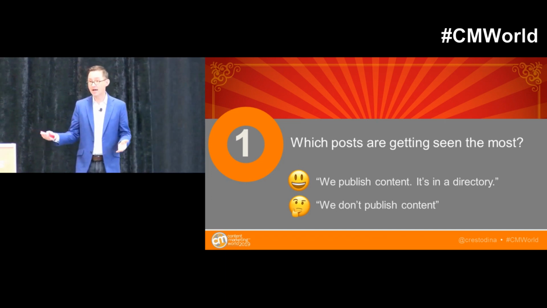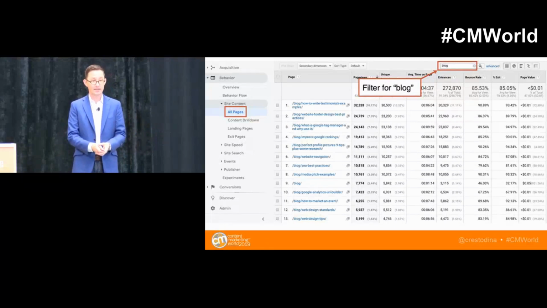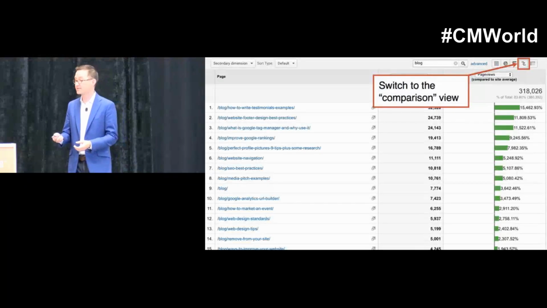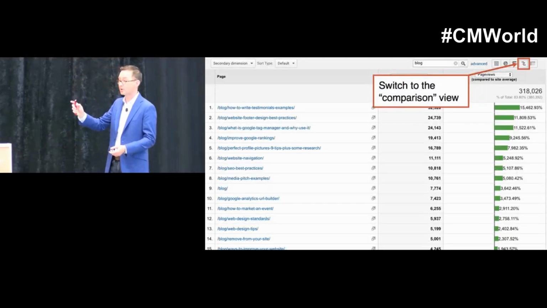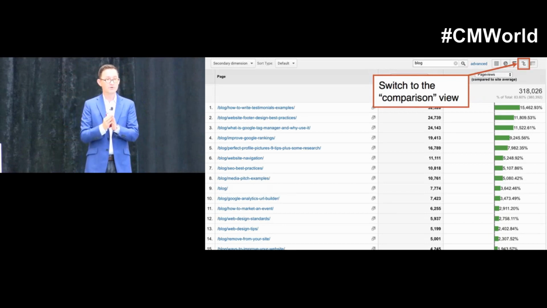And then the next slides will be the step-by-step process for answering that question in analytics, with the report marked out on the left, right? That's the all pages report. You're going to filter it for blog, switch to the comparison view, boom. Which of your blog posts are getting seen the most?